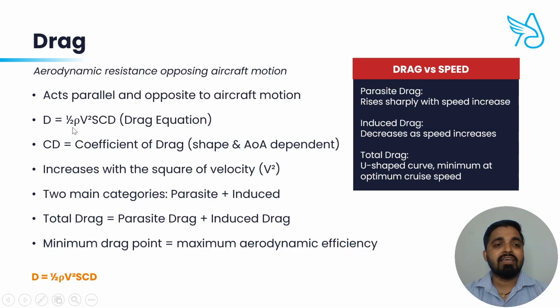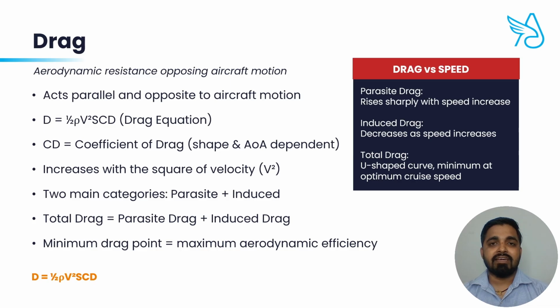The equation of drag is similar to the equation of lift, and it depends on the density of air, the velocity squared, the shape of the wing, and the coefficient of drag, which specifically depends on the shape of the aircraft. Very important observation: drag increases with the square of the velocity. So, if you double the speed of your aircraft, the drag increases 4 times.